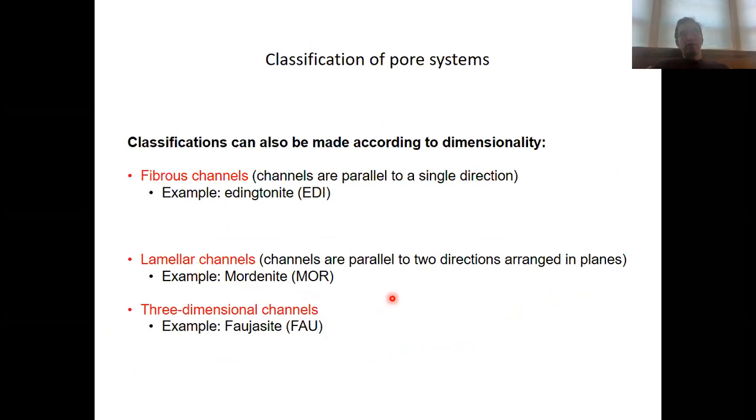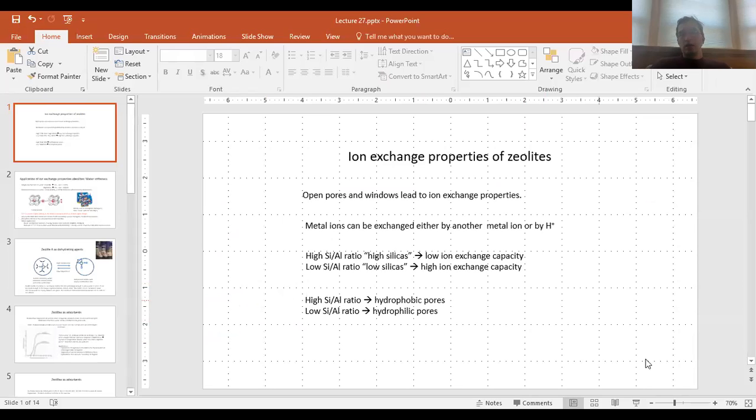Also, the channel dimensionality is important, so we distinguish between so-called fibrous channels, lamellar channels, and three-dimensional channels. Okay, so this was just a brief addition to the classification of pore systems. Now let us move over from the structural properties of zeolites to the physical properties of zeolites.